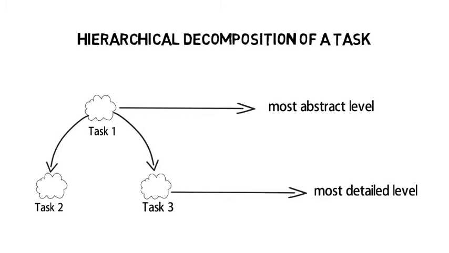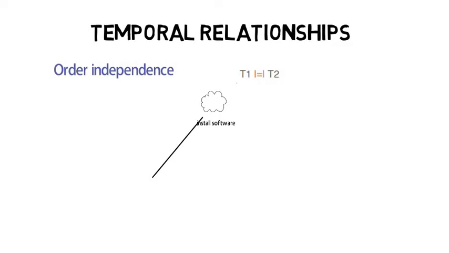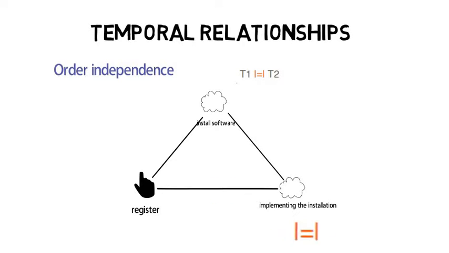Now I will start to explain the temporal relationships between tasks. The first one is the order independence relationship. With this relationship, the tasks can be performed in any order, but when one starts, then it has to finish before the other one can start. For example, when people install new software, they can start by either registering or implementing the installation, but if they start one task, they have to finish it before moving to the other one.